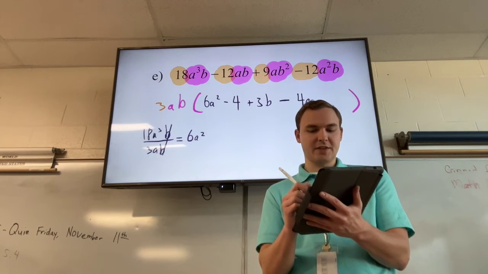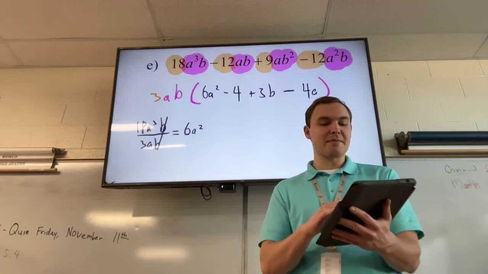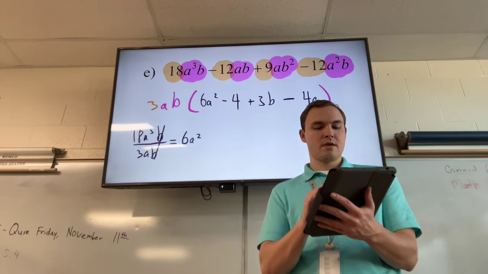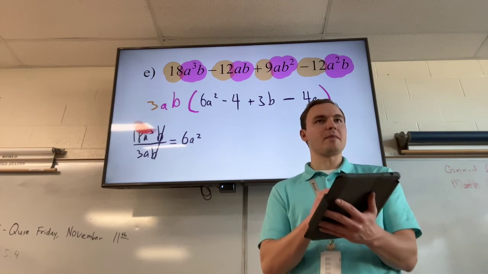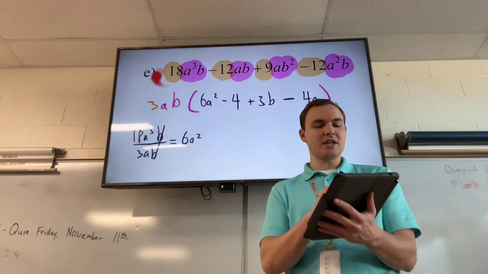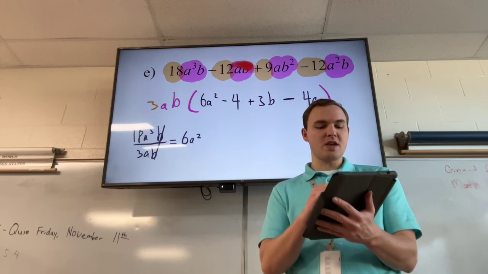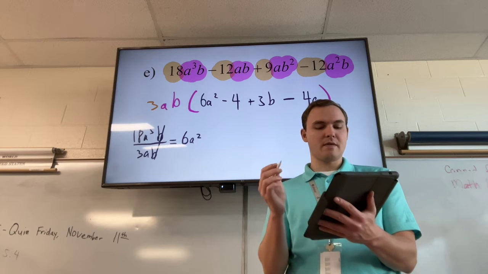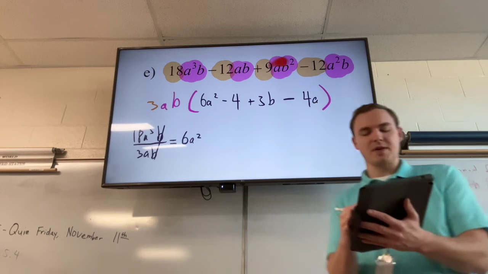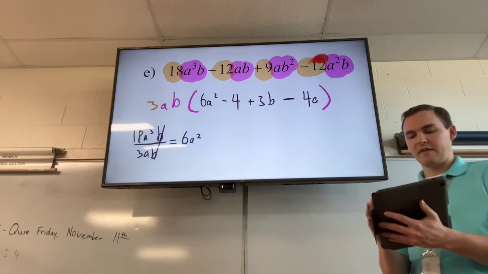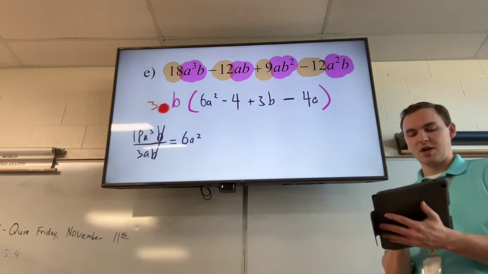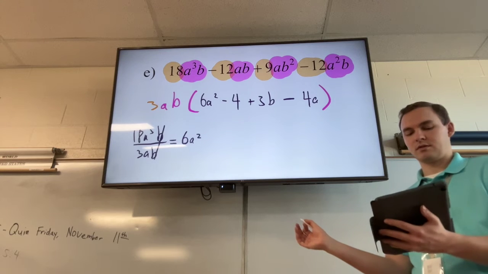So she got each of the terms inside my parentheses by dividing each of my 4 terms by this GCF that we pulled out, okay? So 18a cubed b over 3ab is 6a squared. 12ab over 3ab is -4. 9ab squared over 3ab is 3b. 12a squared b over 3ab is 4a.